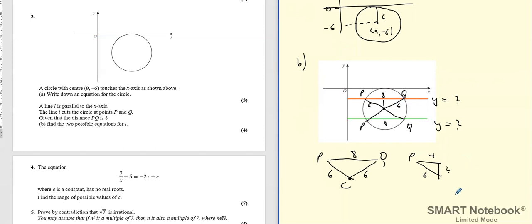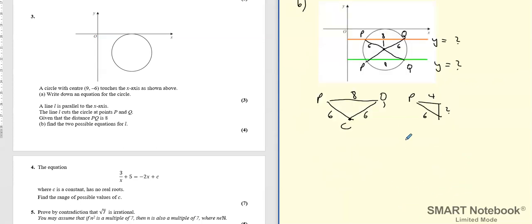And we need to work out this length here. So what is that length? We can work that out using Pythagoras. Length squared equals 6² - 4², which is 36 - 16. So the length equals root 20, which we could say root 4, root 5, 2 root 5.